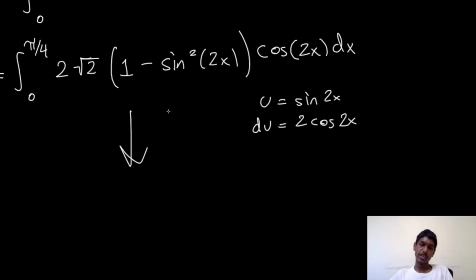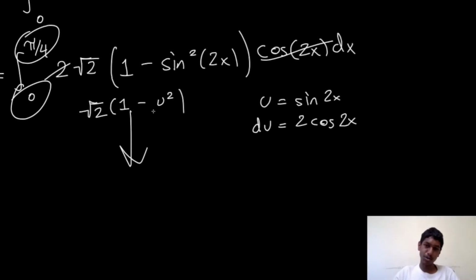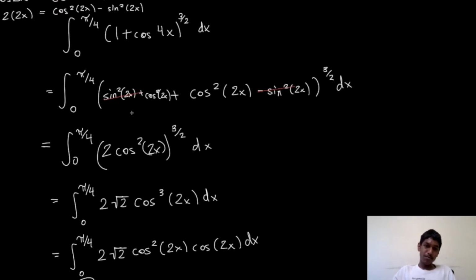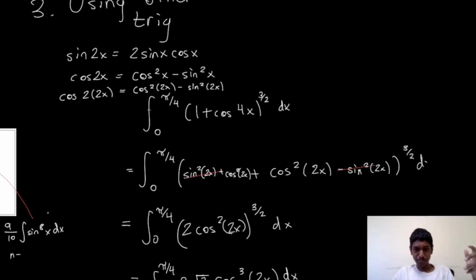At this point, we're going to get a simpler integral, right? I'm going to stop here, because what's going to happen is this cosine is going to go away, and the 2 is going to go away as well, and then the bounds of integration will change, because we're going to enter the du world. And then this is really going to be something like root 2 times (1 minus u squared), right? And this is an easily integrable polynomial. So these three are the big three.